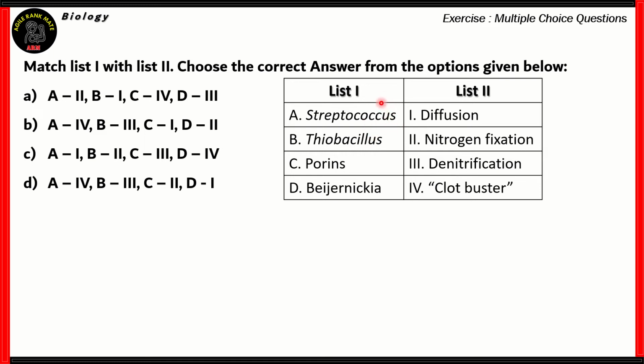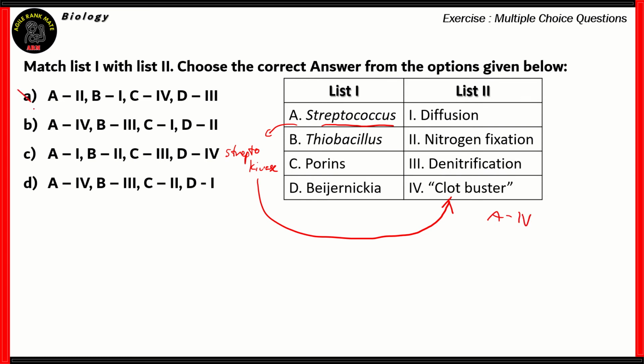Well, the best idea is to match up stuff that you already know and then refer to the options to find out the correct match. Now, if you look at option A, Streptococcus is a bacteria that produces streptokinase. And this streptokinase is actually known to be a clot buster. So therefore, A4 is a correct match.